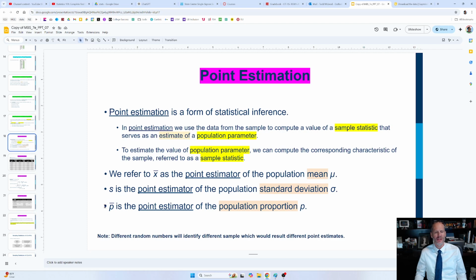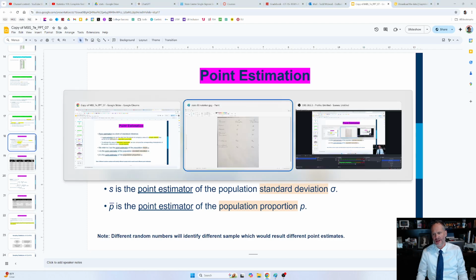And then we have a new notation here, which I need to add to my list, which I have right here, so maybe I'll add it and take a picture. p bar is the point estimator of the population proportion p. I'm actually going to do this right now, just add it. Hold on.